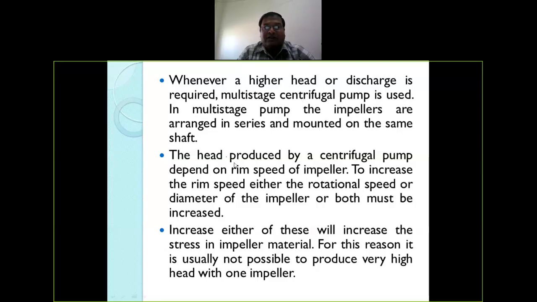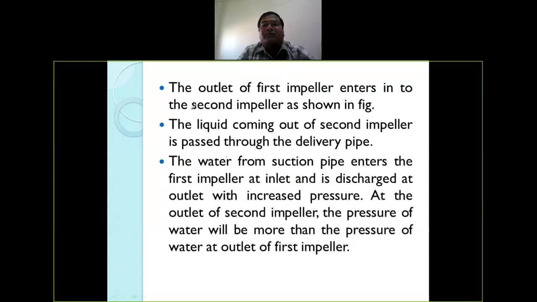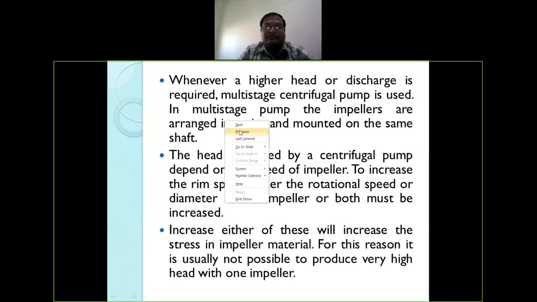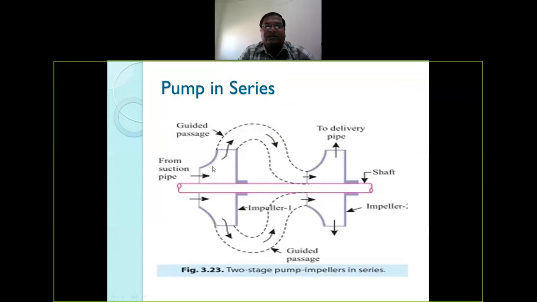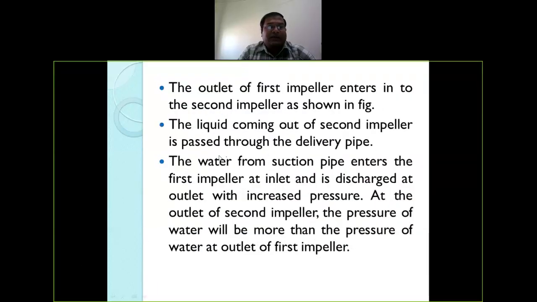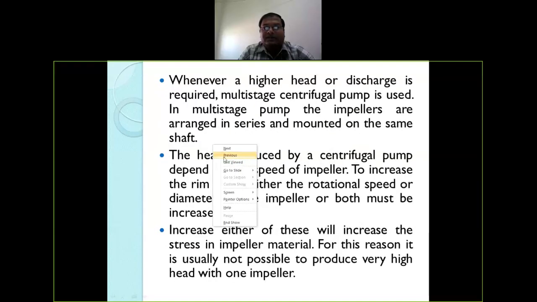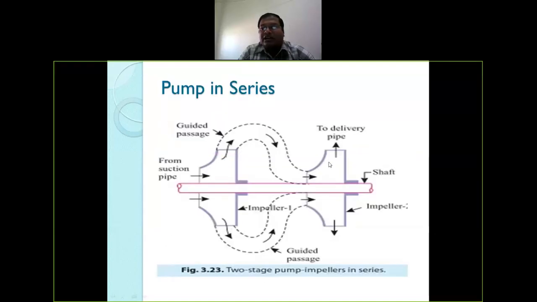Okay. So what will happen? The outlet of the first impeller enters into the second impeller, as shown in the figure. You can see here. The outlet of the first impeller is attached to the inlet of the second impeller. And the liquid coming out of the second impeller is passed through the delivery pipe. You can see here again, this is your delivery pipe. So the outlet of the second impeller is attached to the delivery pipe.